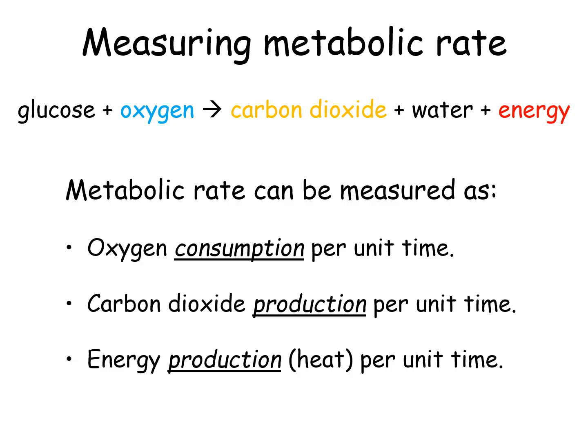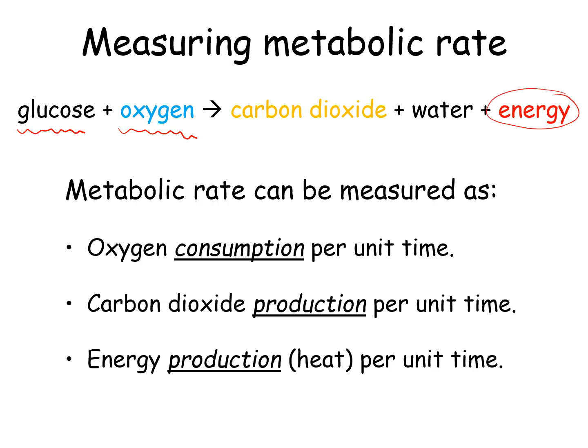So metabolism is the rate at which the body uses energy, and our body releases energy by breaking down food or breaking down glucose and using oxygen for respiration. And when we do aerobic respiration, we produce carbon dioxide, we produce water, and we also produce energy, and we'll use that for things like movement and repairing cells.